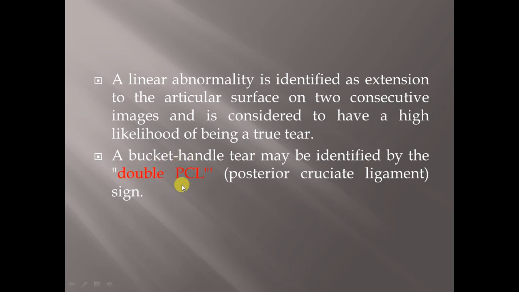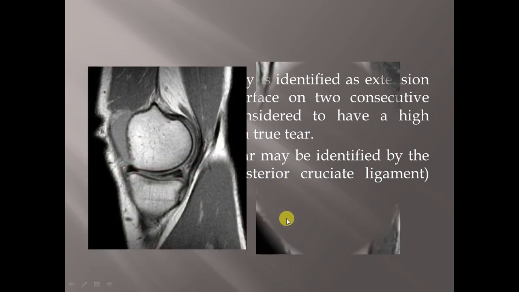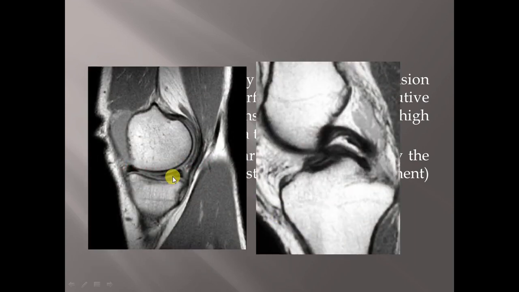There is a radiological sign, the double PCL, in bucket handle tears. This is an example of a tear extending to the tibial articular surface. This is the original PCL, and this is the flipped bucket handle meniscal fragment, which appears in the sagittal view as if there is a double PCL. This is a bucket handle tear. This is one of the important viva images.